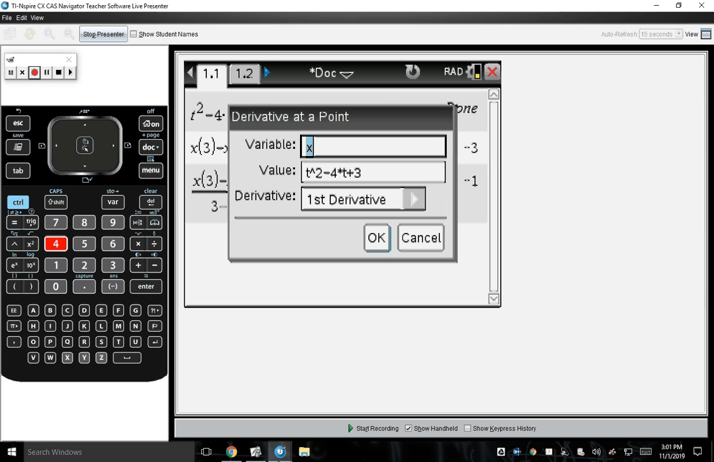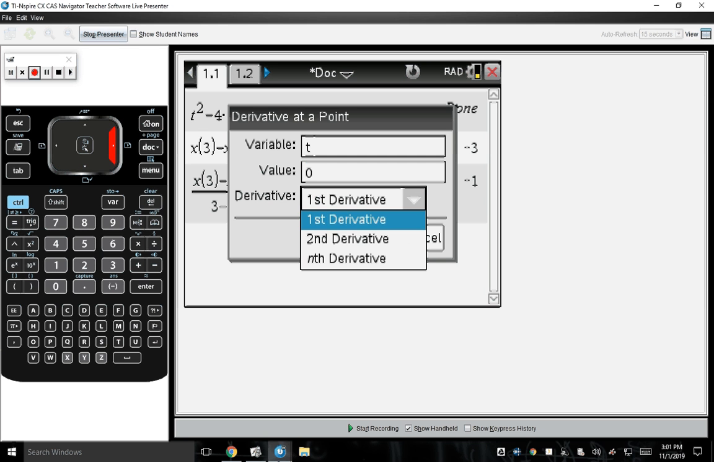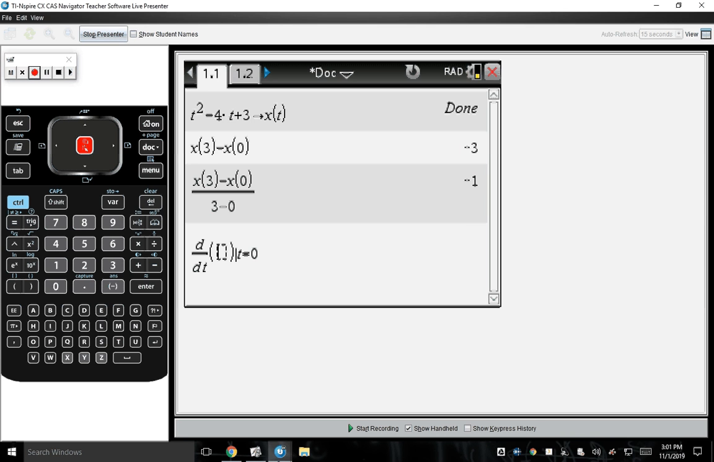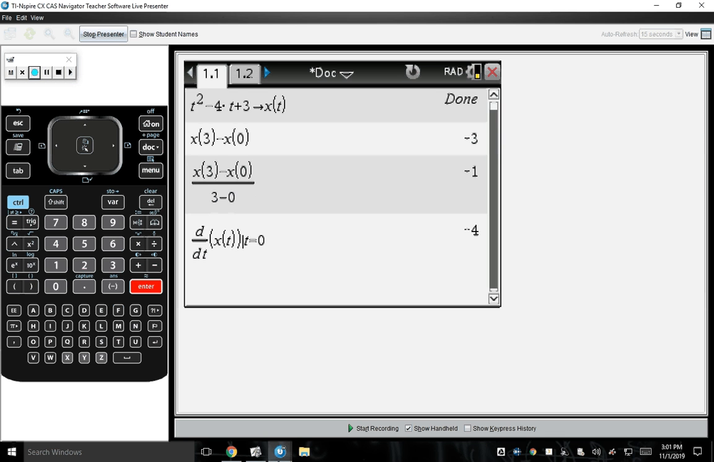What we're going to do is say the variable is t and our value is 0. And yes, we want the first derivative. Sometimes you'll be asked to find the acceleration, so you can put the second derivative there and then just press OK. Since we have stored our function x of t, I'm just going to type it in and it will differentiate x of t and plug in t equals 0 all at the same time.